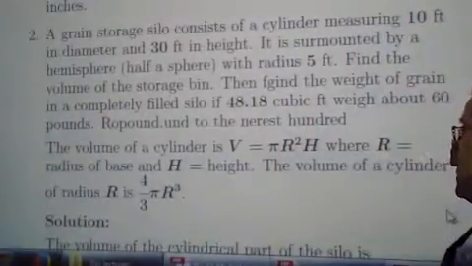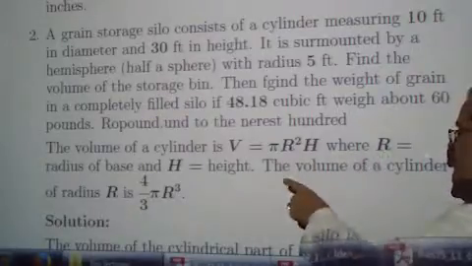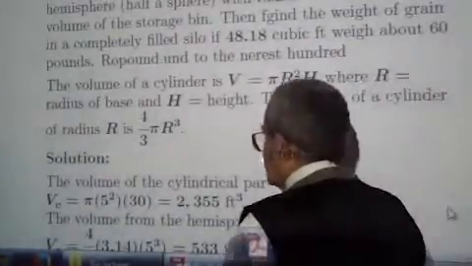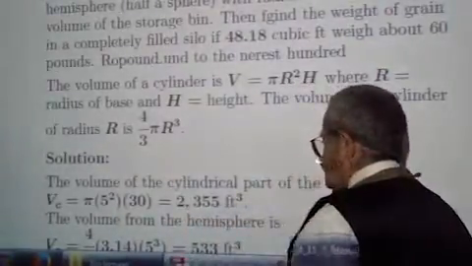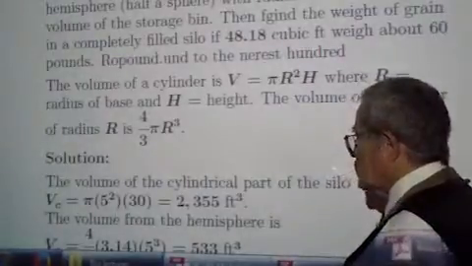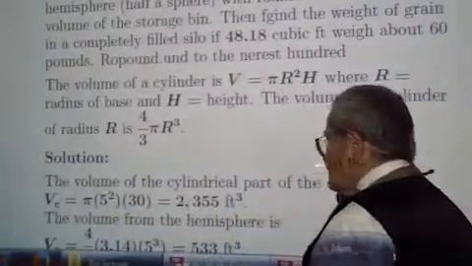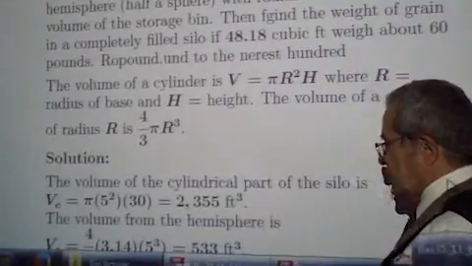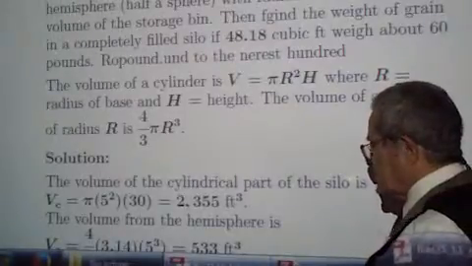The volume of the cylinder is given by pi r squared h. R is the radius of the base, h is the height of the silo. The volume of a sphere, as I said, is 4/3 pi r cubed. So the cylinder volume is pi times r squared, that's the base, times the height 30, about 2,355 cubic feet. Why cubic feet? Feet times feet times feet. That was just the cylindrical part of the silo, just the soda can equivalent of the silo.